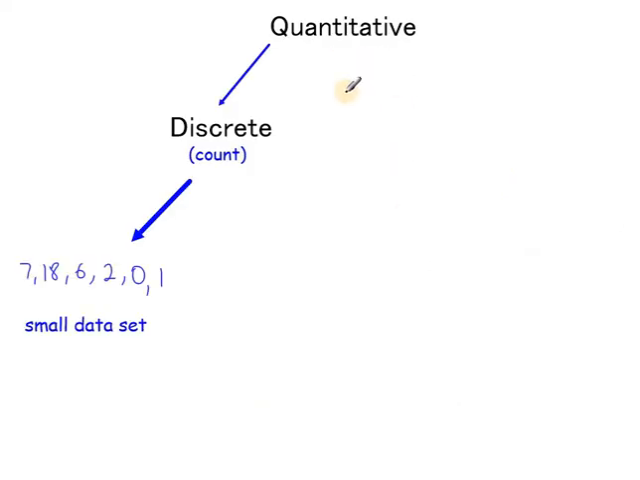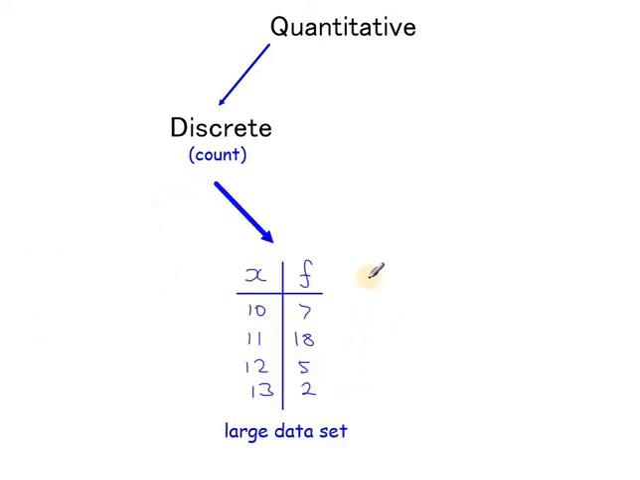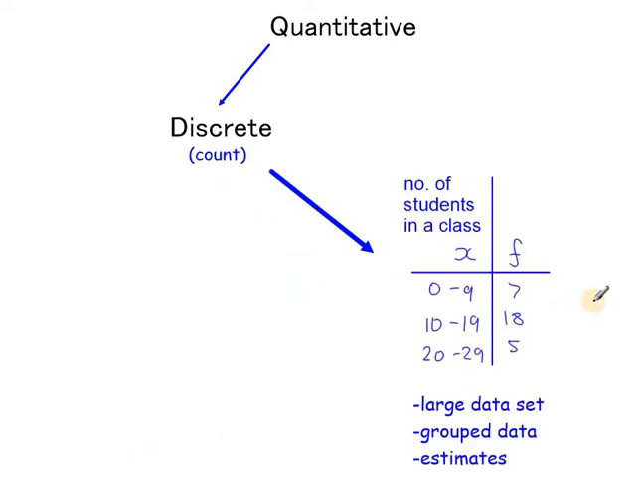An example of quantitative discrete data: we have a small data set. For a large data set, we can use a frequency table. Discrete data can also be grouped.